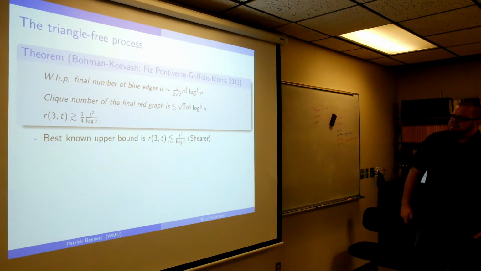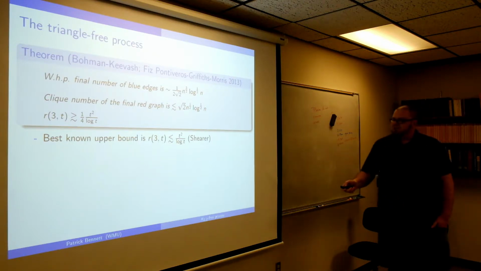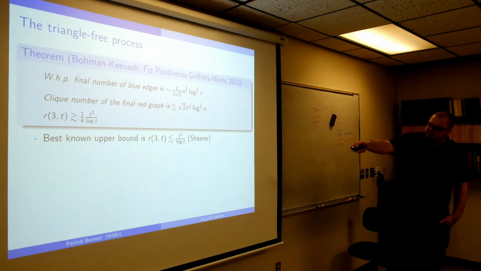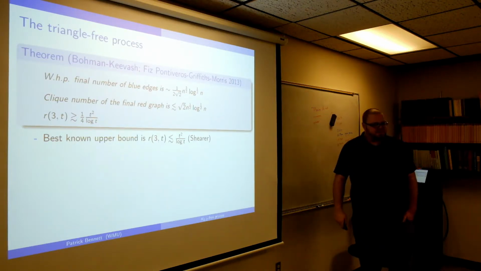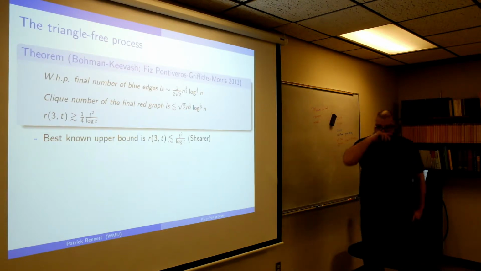And this is exciting because it's matching up to a constant. I've got a 1/4 here and just a 1 here. It's matching up to a constant the best known upper bound on that Ramsey number. So it's just a factor of 4, which is not much at all.